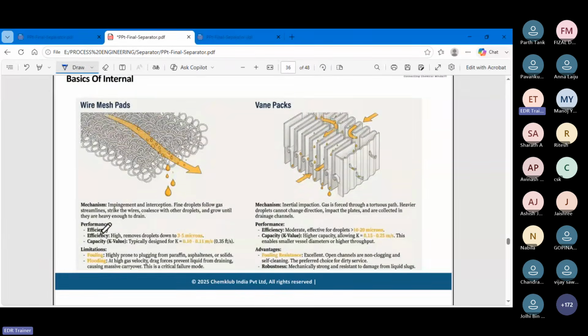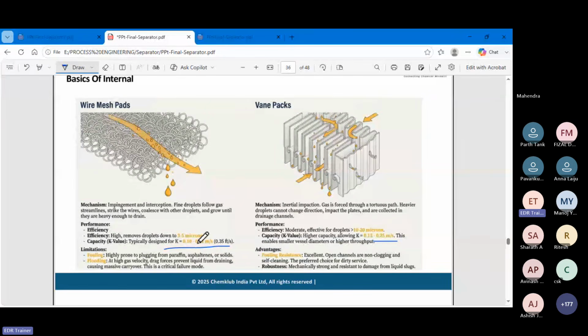Then the same for a mesh pad and a vane pack, both are similar kinds of things. The K value is different, and the K value of the vane pack is also different. Both the mechanisms and the engineering are different. Where to use and when to use, we can see in detail.